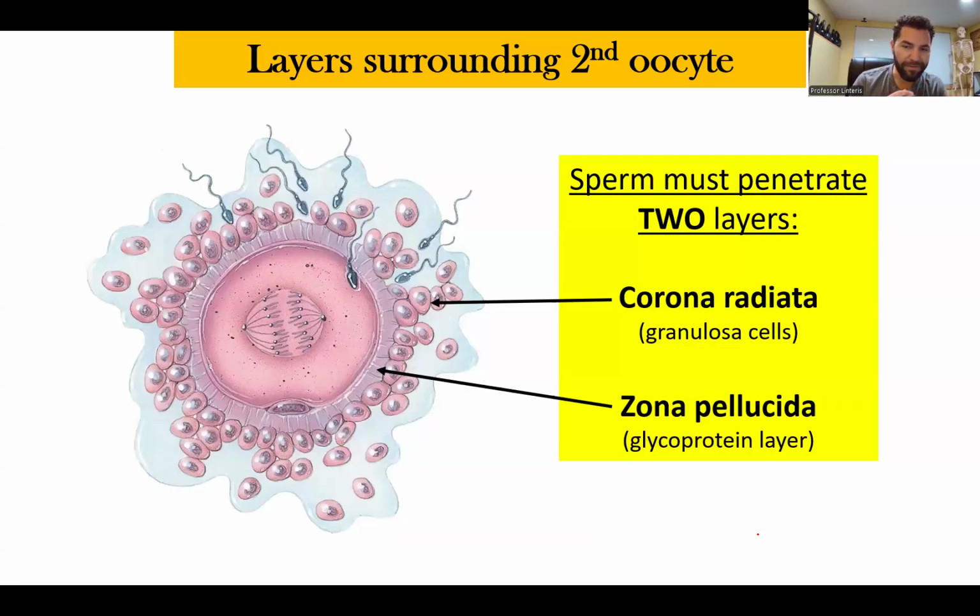So, the layers surrounding the secondary oocyte, the sperm's got to get through, right? It's got to get to the middle. So it has to go through the corona radiata, which is the outer layer. Think of it like rays, if you will, off of that oocyte. And the zona pellucida, which is made of glycoproteins and things. So it's going to have to find its way through there. Think of it as a protective coat.